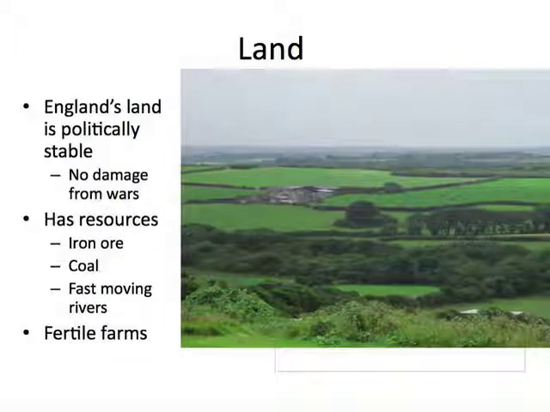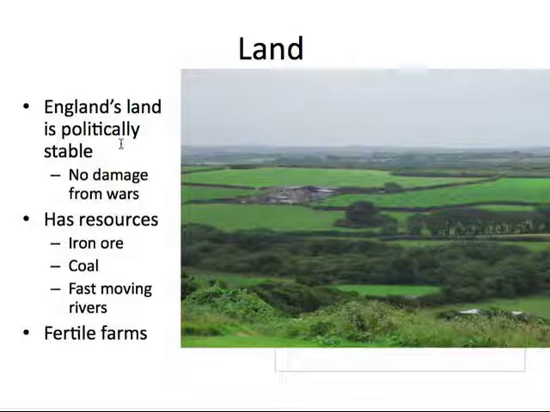So, that leads us to the three factors of production. And here are the three factors of production you have to know: land, labor, and capital. That's how I'm going to quiz you on the exam. England's land is politically stable. England has all three factors of production. That's why they're able to industrialize. There's been no damage from the wars. The Battle of Trafalgar had protected England, so nobody could ever invade England.